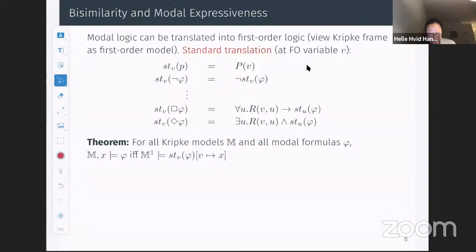So now you can show also quite easily that for all Kripke models M, and all modal formulas phi, phi is true with respect to the modal semantics at X if and only if, when I take the model and view it as a first order model, then the standard translation of phi under the assignment that sends V to X is true in the first order model M1. So M1 is just M, but viewed as a first order model.